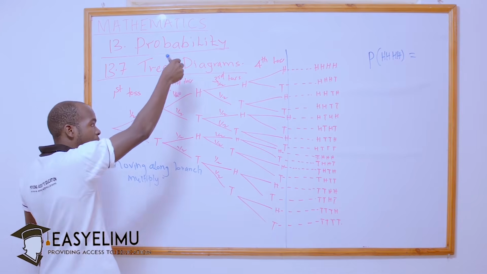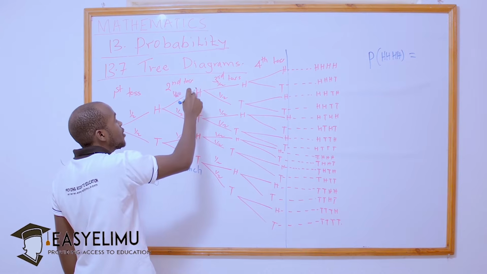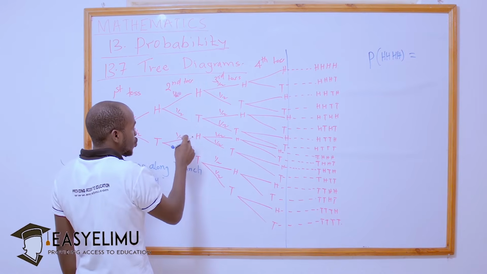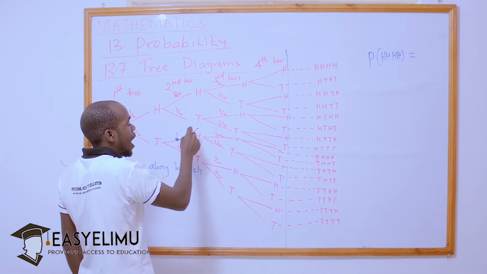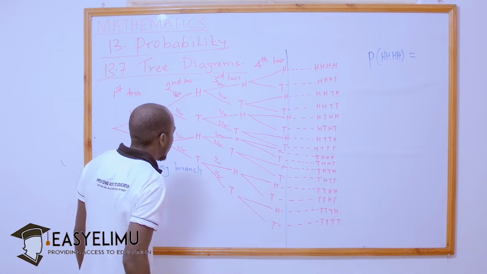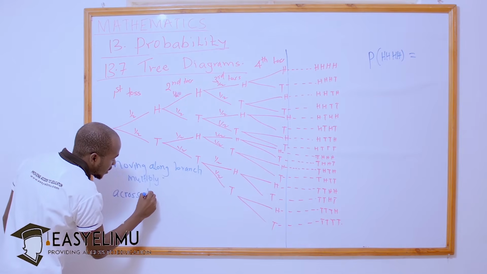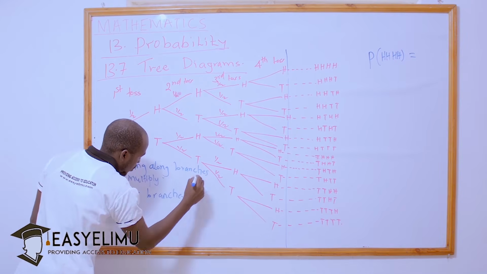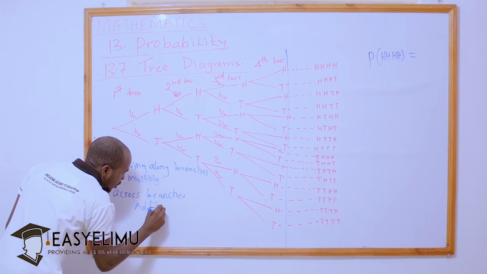But if you move across the branches, like moving from this branch to here, you will add. Either from this branch here to the other, you will add. From head to tail, you will add that way. As you move across the branches, addition is required.